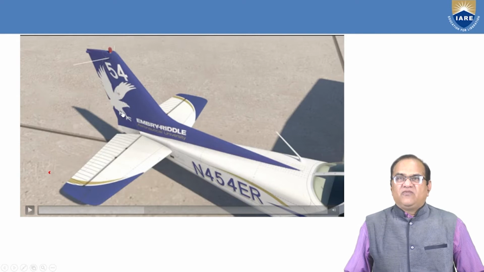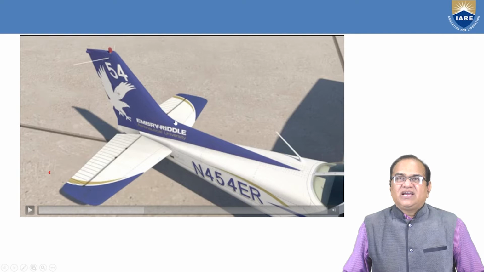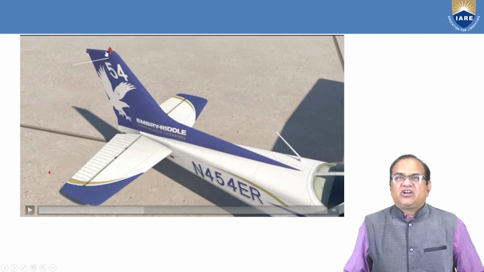These elevators are used to make nose up and down. This is called the vertical fin. In the vertical fin, you have the rudder here behind. The rudders are used for yawing left or right. Here you can see there are some antennas, and this is called the anti-collision light.